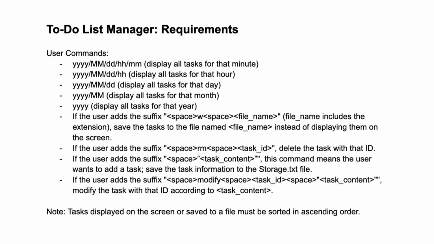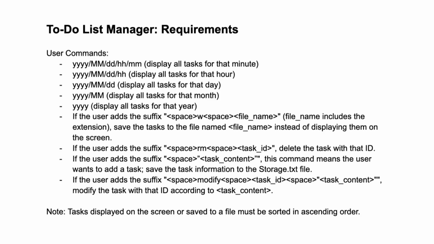If the user adds the suffix space w space file name, which includes the extension, save the tasks to the file named file name instead of displaying them on the screen. If the user adds the suffix space rm space task ID, delete the task with that ID.